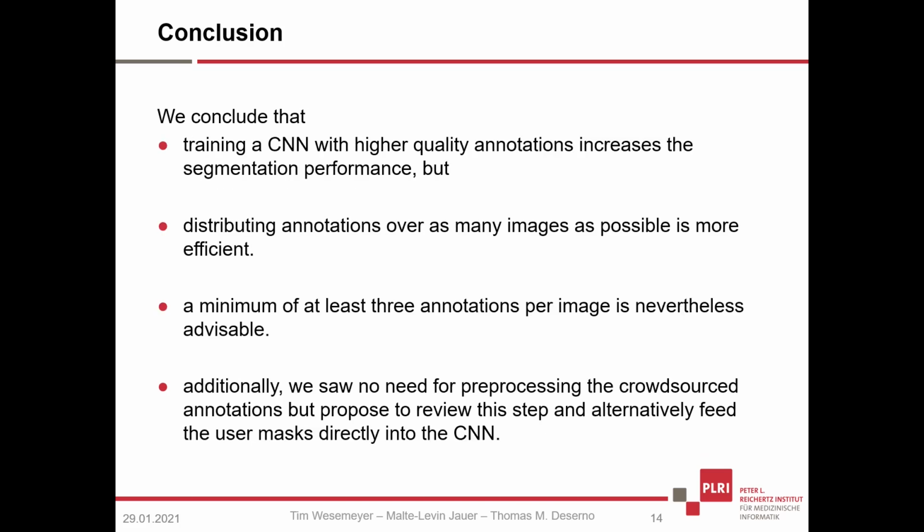In our work, we concluded that training a CNN with higher quality annotations increases the segmentation performance, but distributing annotations over as many images as possible is more efficient in the long run. A minimum of at least 3 annotations per image is nevertheless advisable to reduce ambiguity, and STAPLE as an additional aggregation layer may be unnecessary, and we propose to review the step in the future and use the user annotations directly for the training of the neural networks.